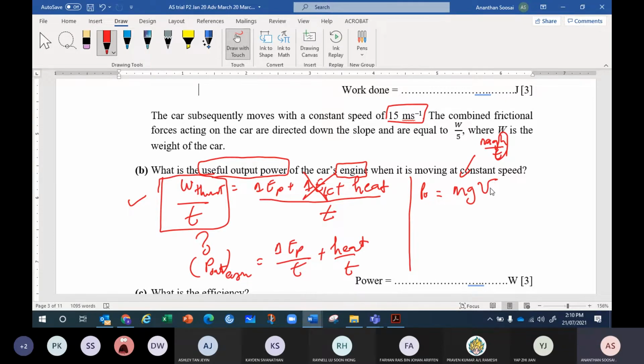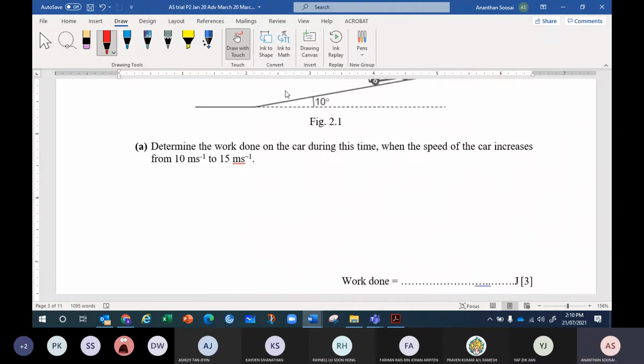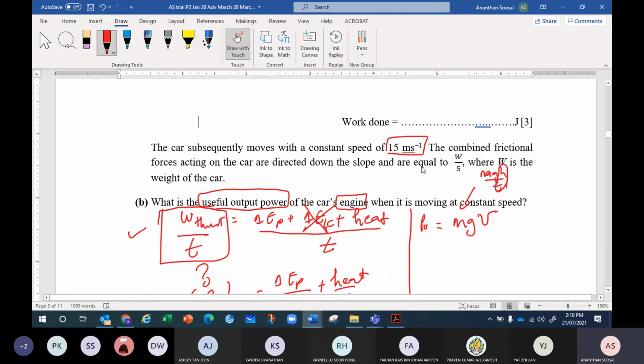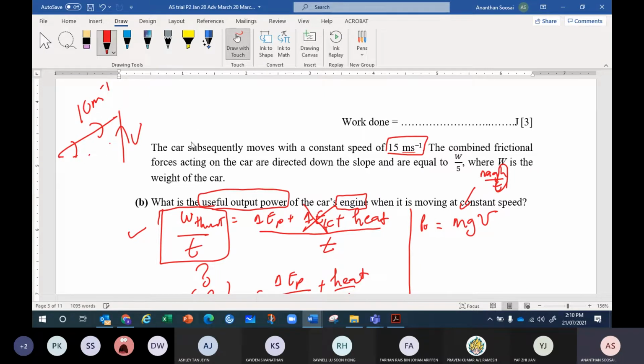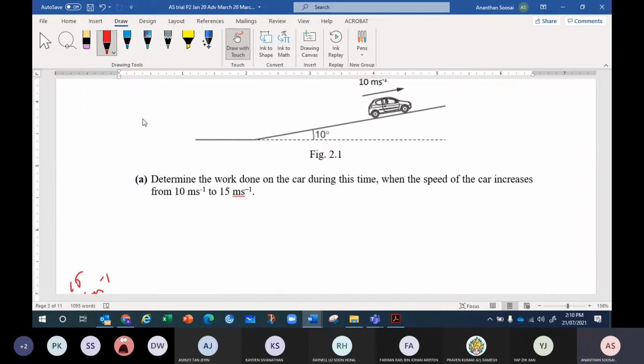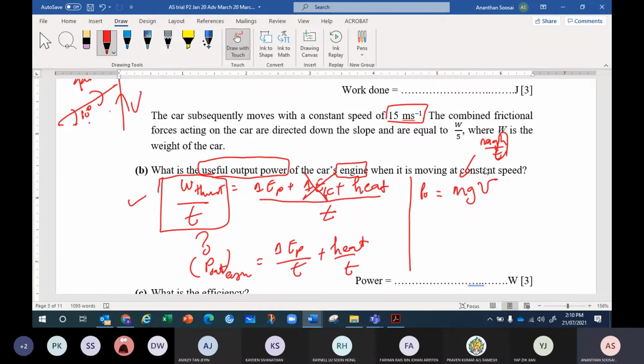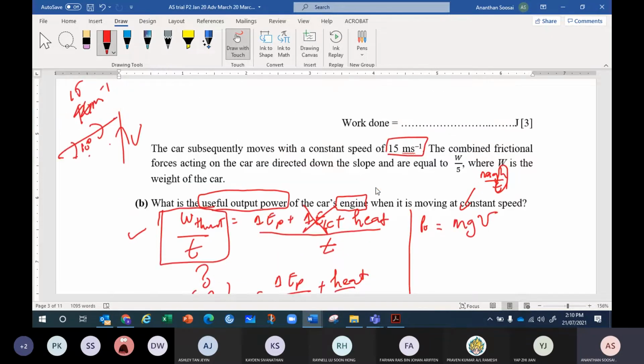But this v, do they give the slope? The v we are writing here is the vertical velocity. But the velocity given here is the diagonal velocity. Sorry, the diagonal speed is 15 meters per second, and the angle is 10 degrees. That means here h over t is the vertical height over time, so we must use the vertical velocity.